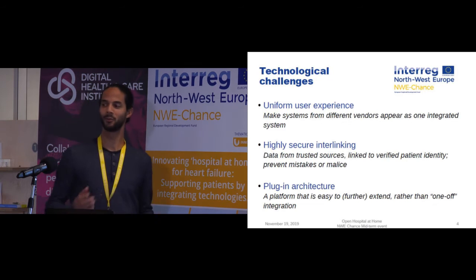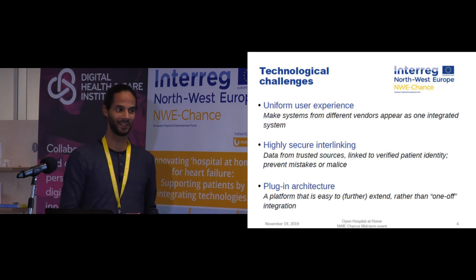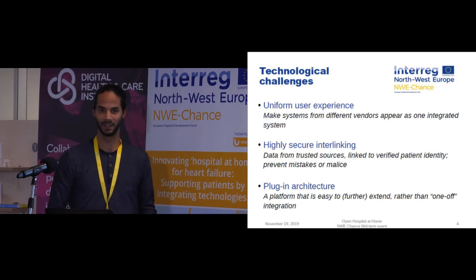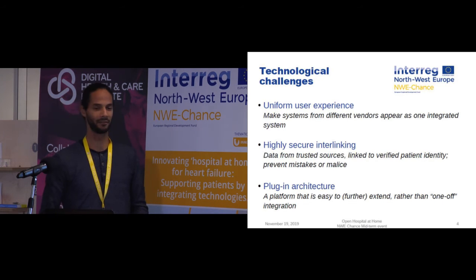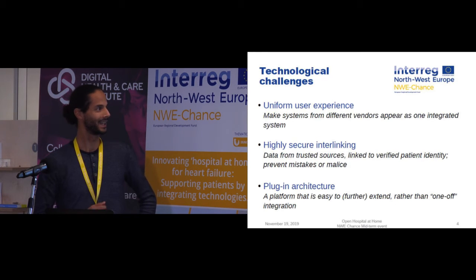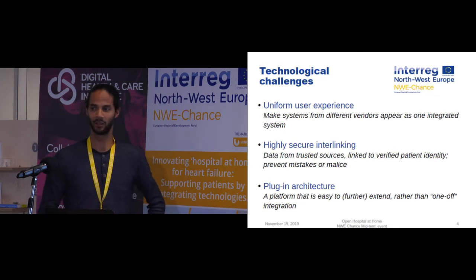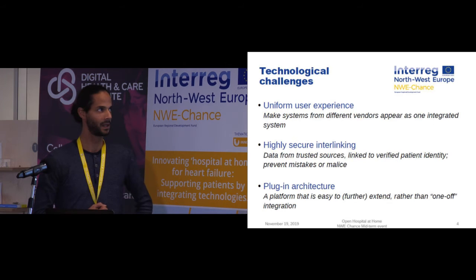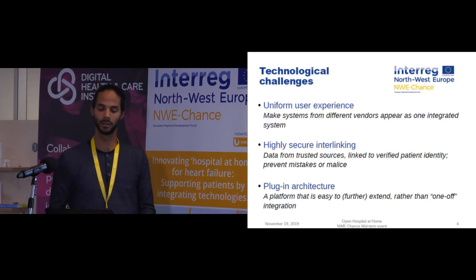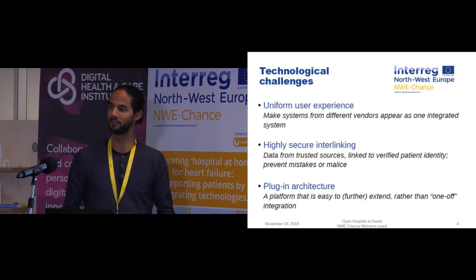Oh, by the way, can you also make it so that we can plug in anything that we come up with in the future? I mean, this makes IT people kind of nervous, and when we can't even agree on an electrical plug, there's like 15 different plugs. Big challenges from the technological point of view. How do we make it look like one system and feel like one system?